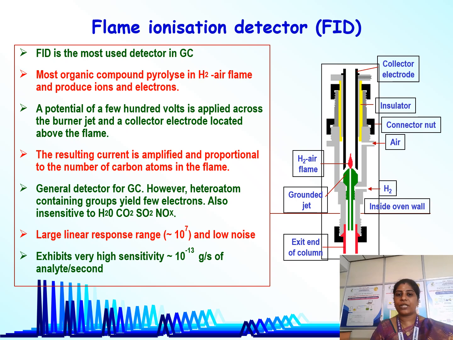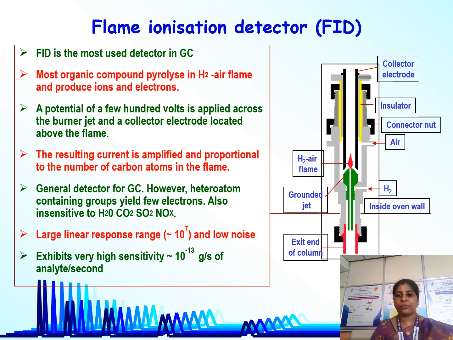Most organic compounds pyrolyze in a hydrogen-air flame and produce ions and electrons. A potential of a few hundred volts is applied across the burner jet, and a collector electrode is located above the flame. The setup of the flame ionization detector includes collector electrode, insulator, collector nut, air, oven wall, hydrogen-air flame, grounded jet, and column exit. The resulting current is amplified and is proportional to the number of carbon atoms in the flame.